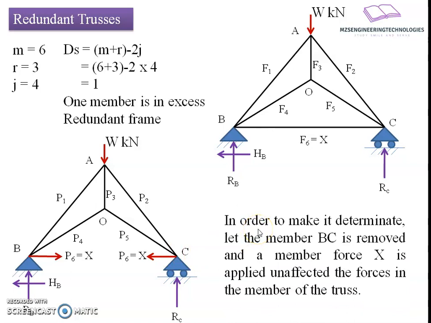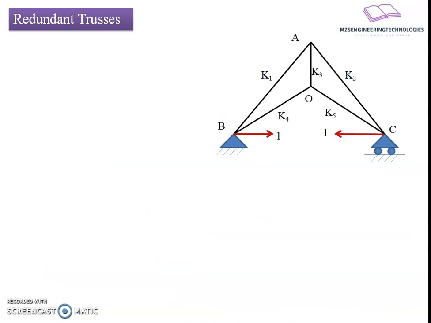For that, we will understand this effect with reference to unit load application. To know the coefficient of how it has been distributed, we will apply a unit load at joint B and joint C, so as to have the distribution of this redundant force among all the members. Let's say the coefficients have been found out with reference to the application of this unit load.